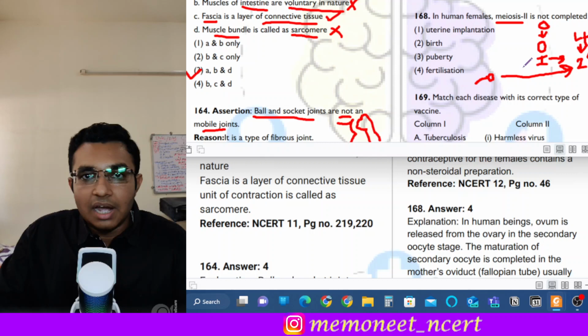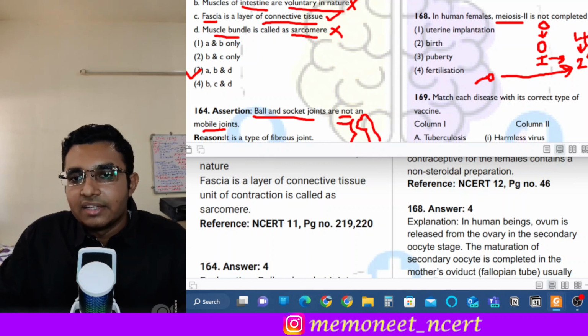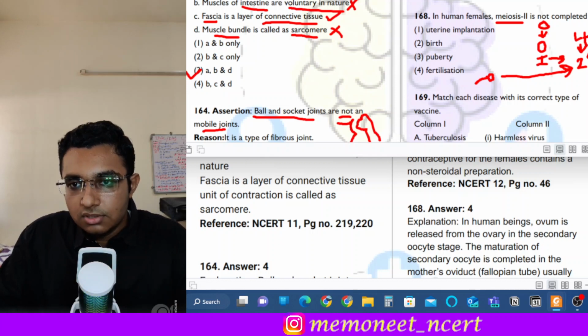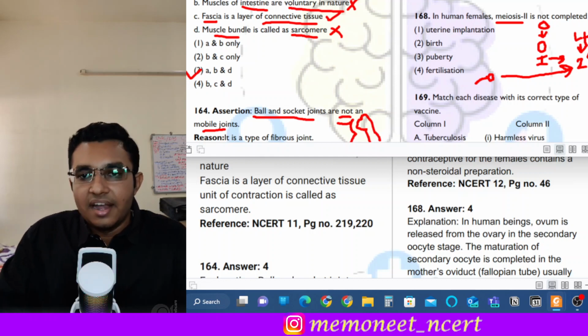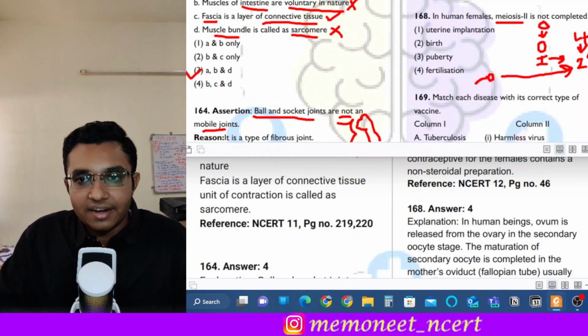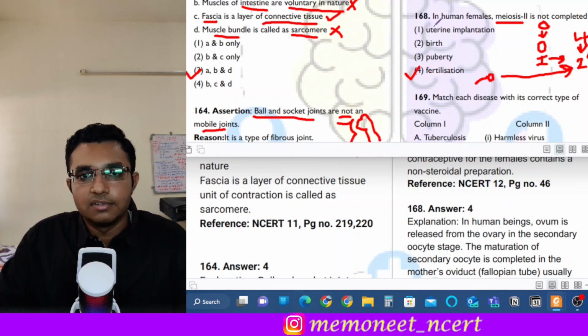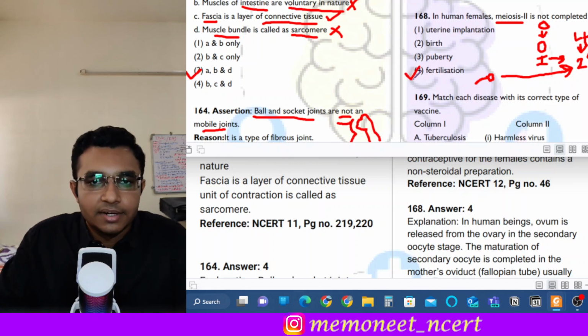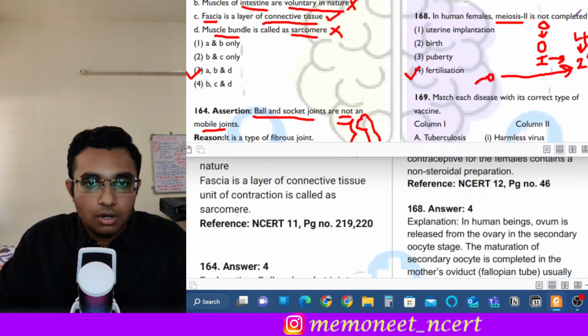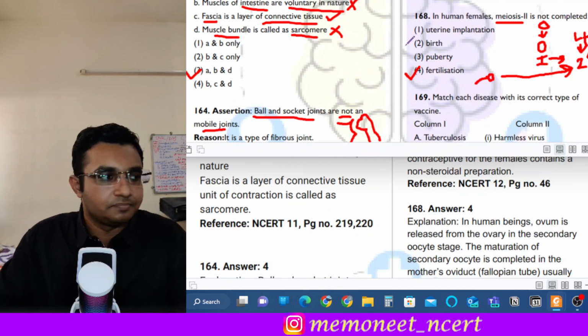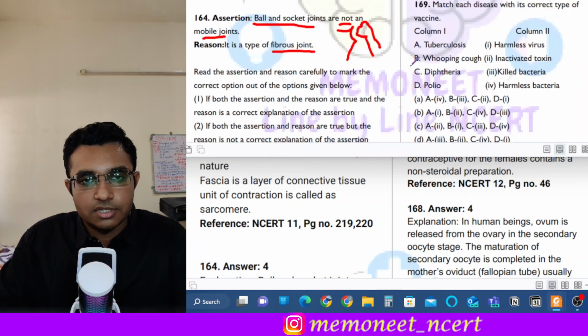And after the fertilization, the secondary oocyte completes its meiosis 2. So the meiosis 2 is completed after fertilization, and it forms the second polar body and the female pronucleus. So the correct option here will be option 4, that is, the meiosis 2 is not completed until fertilization. The next question is question 169.